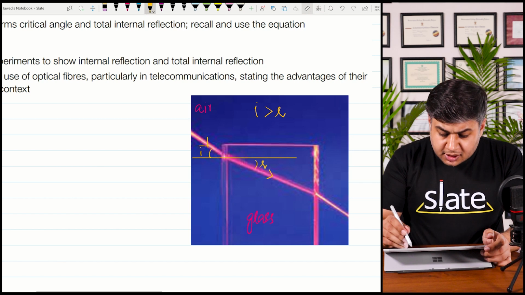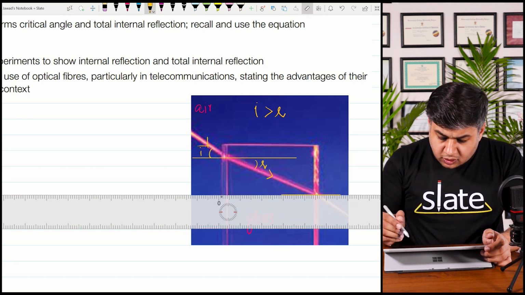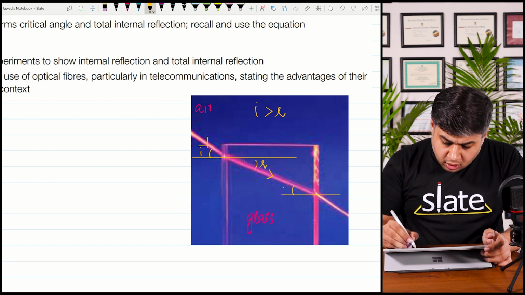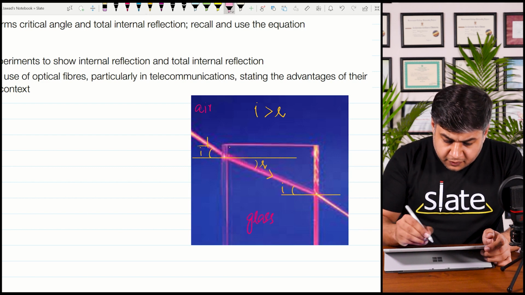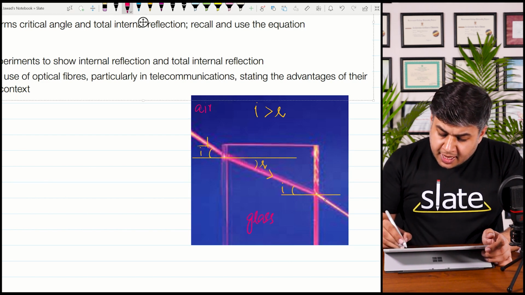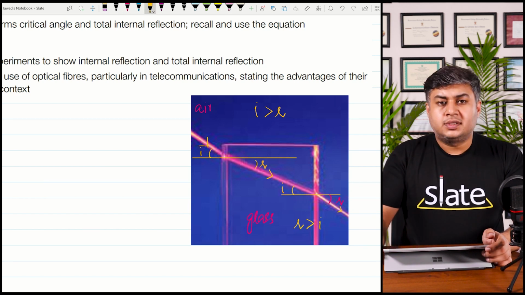Next point पर the same ray is going from glass to the air. This is normal. Now this is angle of incidence. जो पहले angle of refraction था अब वही angle of incidence है. Right? And this is angle of refraction. At this point, angle of refraction is greater than angle of incidence.